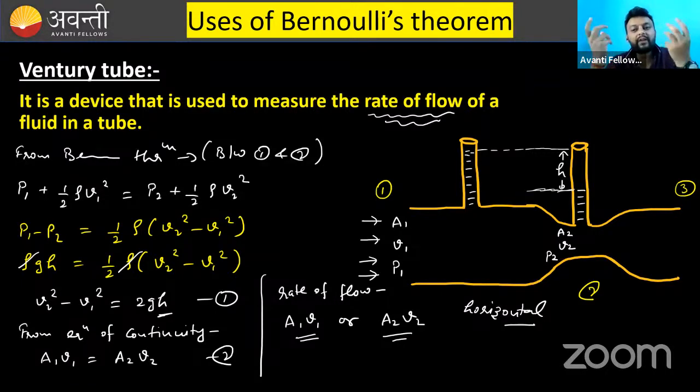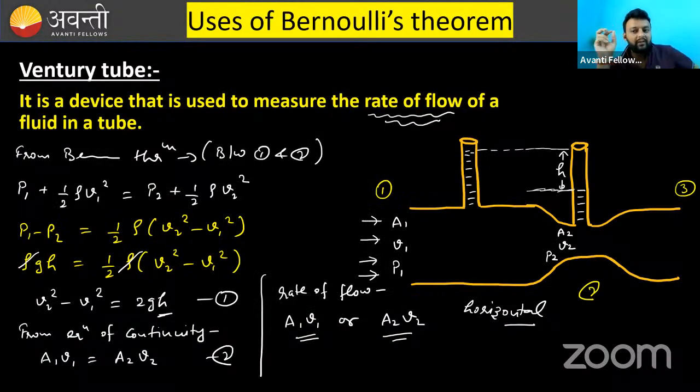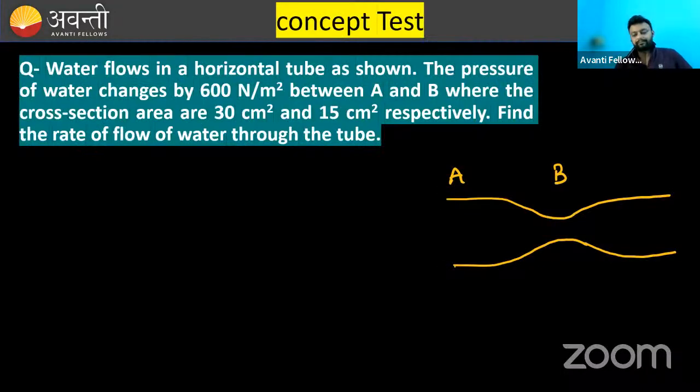You will identify easily that this is a Venturi tube. So I will give you a simple numerical based on the Venturi tube. Try to solve it out. You will have, I think, 1 minute of time. This is a concept test. What I have done here, first of all, I have applied Bernoulli's theorem and then the equation of continuity, and created two equations. You need to solve these two equations only to calculate velocities. If you have calculated velocity, then you can easily calculate the rate of flow. Have a look at that question.